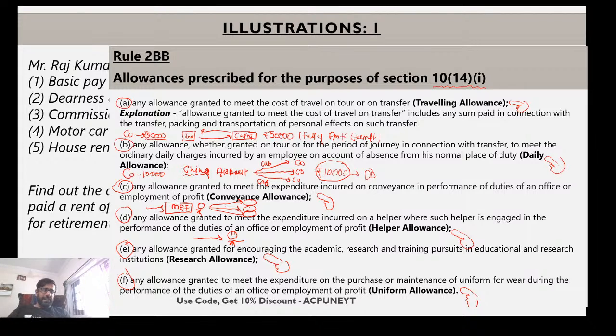Okay, if you are receiving any research allowances for the purpose of research from your employer, that will be exempt. If you are receiving any uniform allowances, those uniform allowances are also going to be exempt under section 10(14).